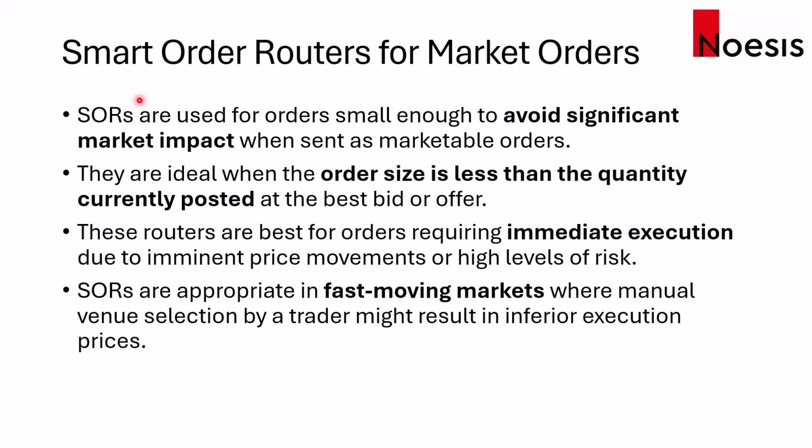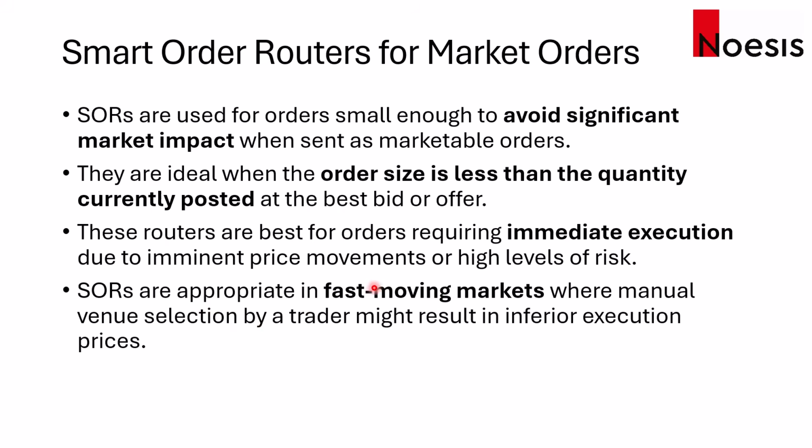When we look at using smart order routers for market orders, the primary goal is managing market impact. These systems are typically used for orders that are small enough to be executed without significantly moving the price, specifically when the order size is less than the quantity currently available at the best bid or offer. SORs are particularly effective when immediate execution is a priority. This might be due to imminent price movements, high levels of risk, or a trader's specific risk aversion.